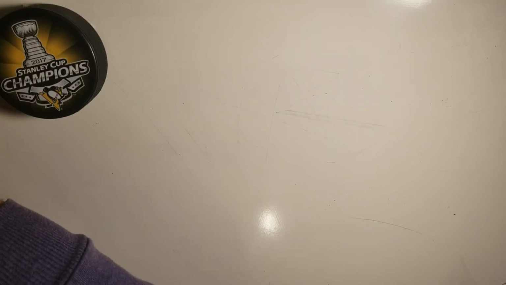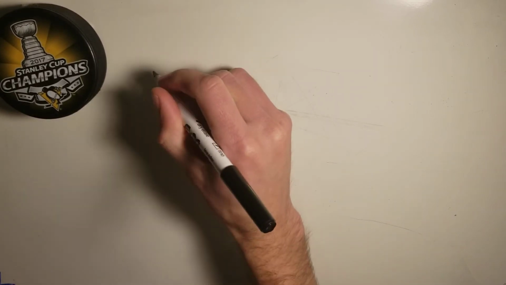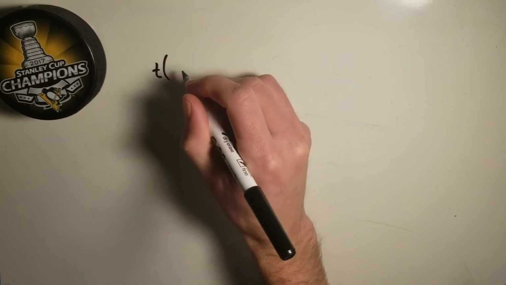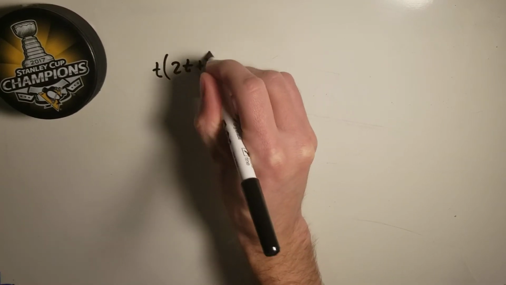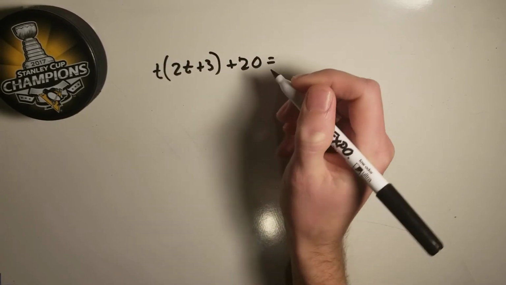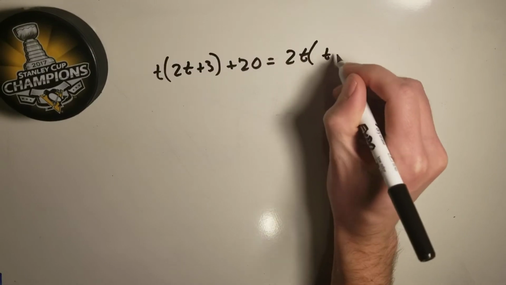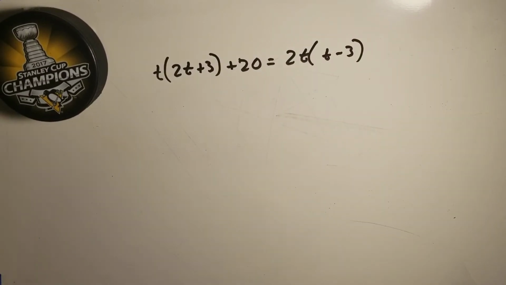Okay, let's move on to some equations involving our polynomials. So if we go to the next slide, there's 3 equations. We'll go one at a time. Start off with that red one in the top left. So here we have the equation t times the quantity 2t plus 3 plus 20 is equal to 2t times the quantity t minus 3.